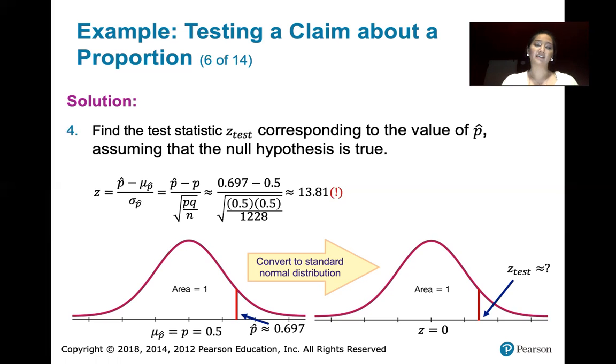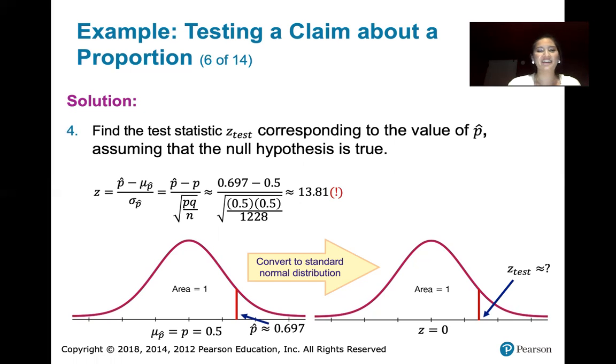Well then, in order to calculate z, we just substitute everything in. So p hat is approximately 0.697. P was assumed in the null to be 0.5. Then over in the denominator, we've got p times q. If p is 0.5, q is the complement of that, which happens to be 0.5. Then we divide by the sample size, 1,228. And then we evaluate this expression on our calculators, and we get 13.81.